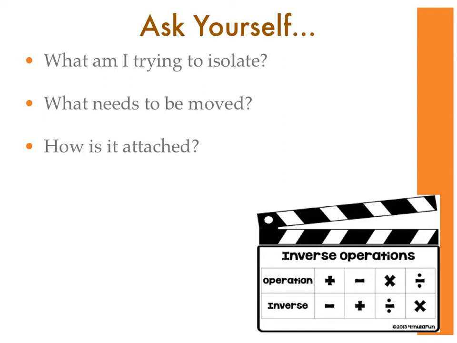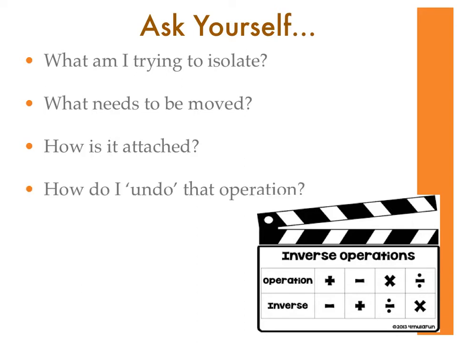So how is it attached? I'm talking about the thing that needs to be moved. How is that attached? So in 2x plus 3y equals 12, the 3y was attached with addition. The 2 was attached with multiplication. So what operation? And then to move something, we always do the inverse operation.